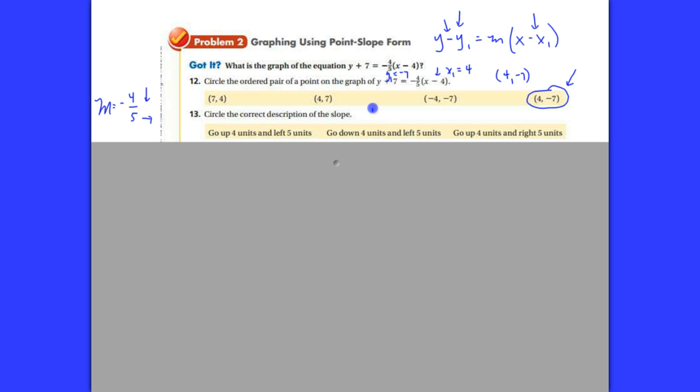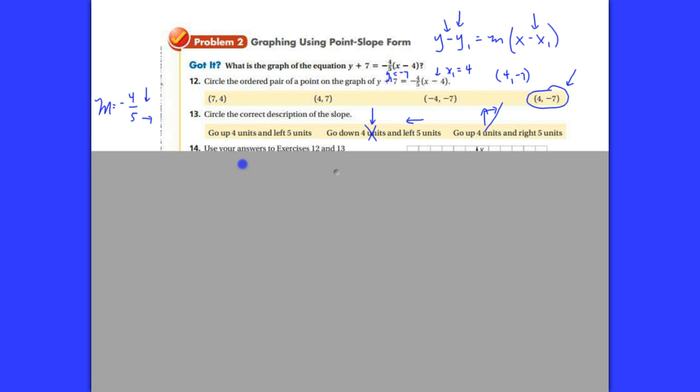This one says go down 4 and left 5. Well, that's not it because that would actually create a positive line. If I went down 4 over 5, I would have a line that goes like this. So I know it's not that one. How about this one? This says go up 4 and then right 5. Well, that's not it either because that also creates a positive line, so I think it's number 1 here.